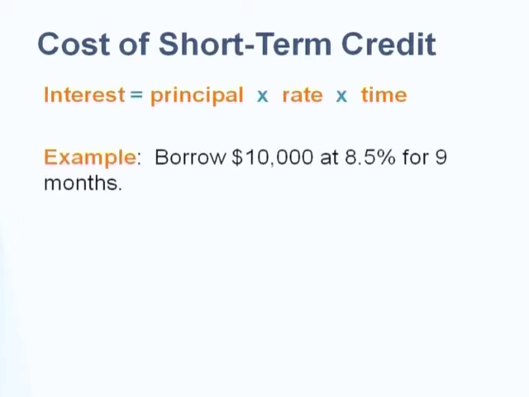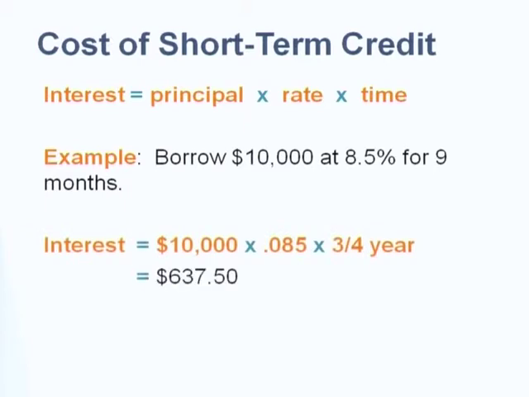Example: if you borrow 10,000 at 8.5% for 9 months, what should the interest payment be? The interest payment is 10,000 multiplied by the rate, 8.5% made decimal, multiplied by 9 months, which is 3/4 of a year, right? So the interest payment is $637.5.